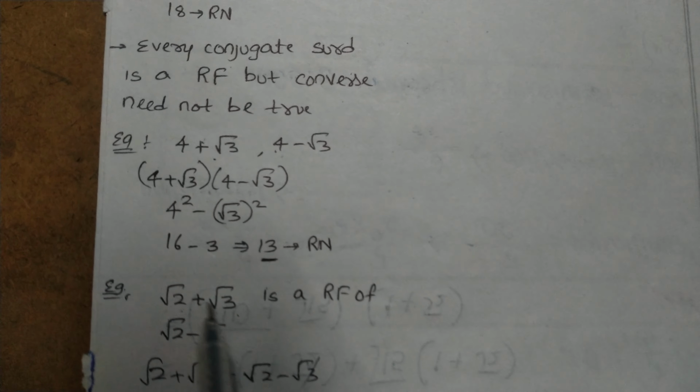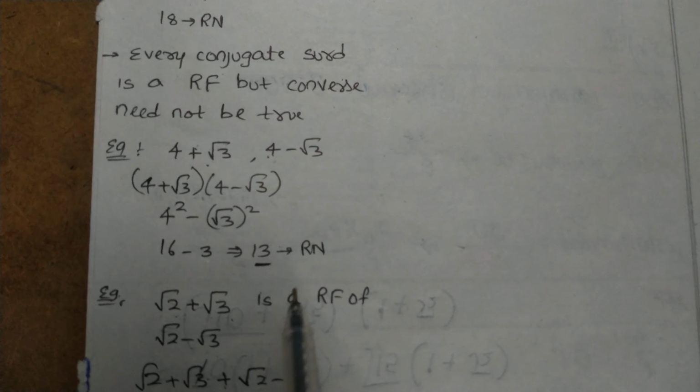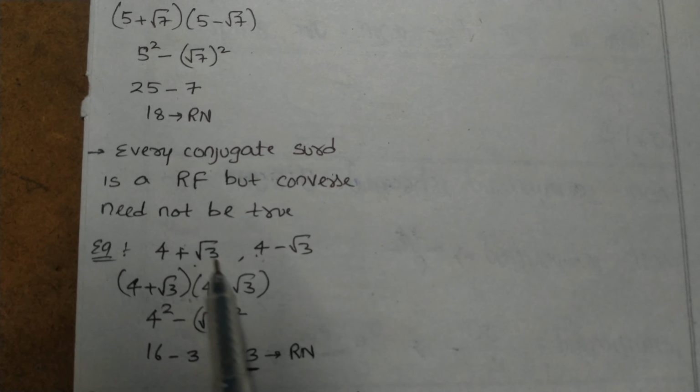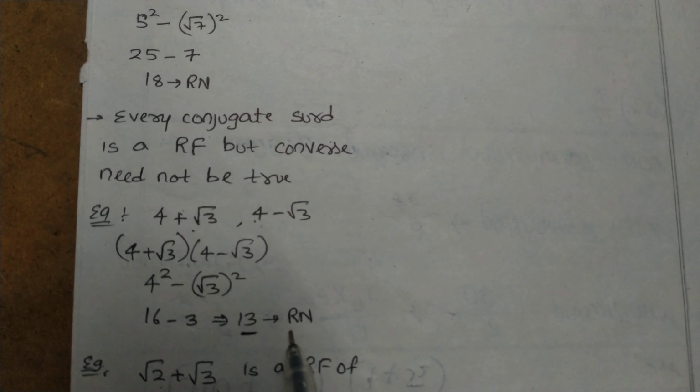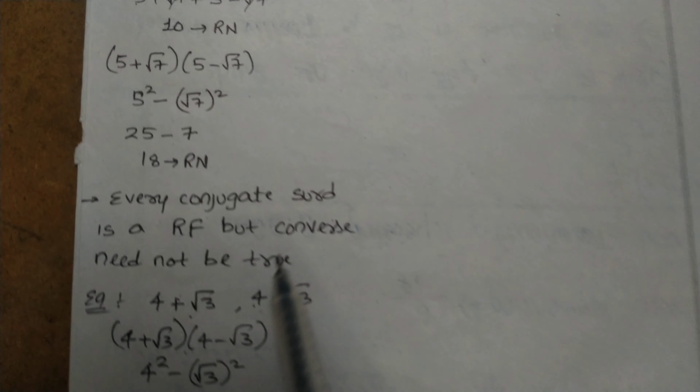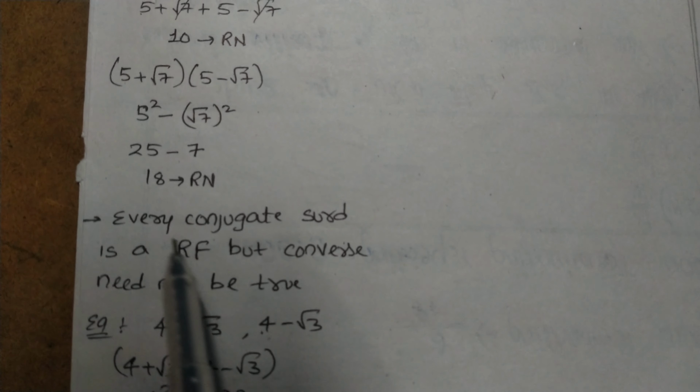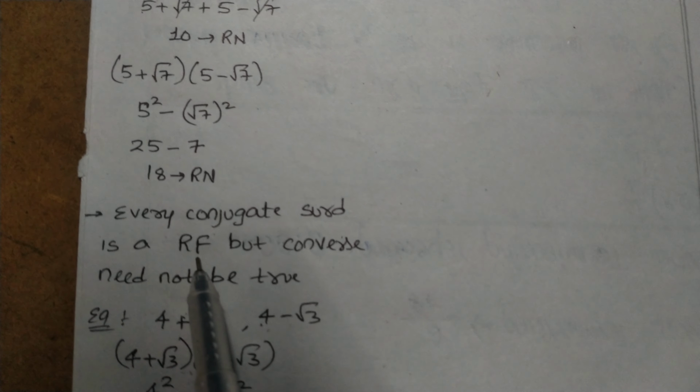It is in the form of root a plus root b. Okay, that also you have to check. Now here a plus root b, a minus root b. Clear? Again here, doing multiplication, we are getting a rational number, so it is a conjugate. But they have given one note. What is that note? Every conjugate set is a rationalizing factor.